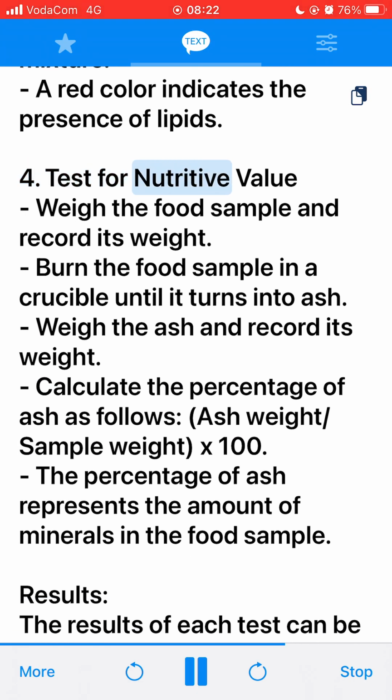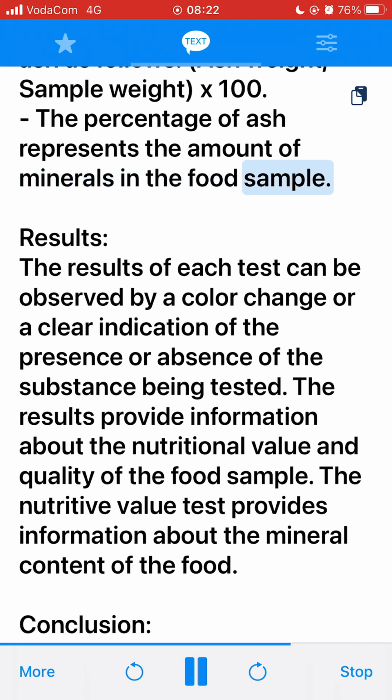4. Test for nutritive value. Weigh the food sample and record its weight. Burn the food sample in a crucible until it turns into ash. Weigh the ash and record its weight. Calculate the percentage of ash as follows: ash weight divided by sample weight, times 100. The percentage of ash represents the amount of minerals in the food sample.